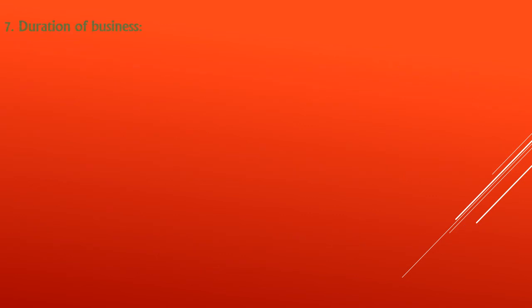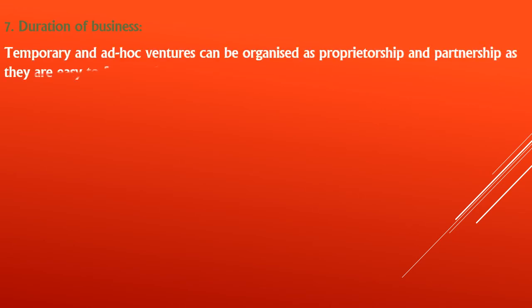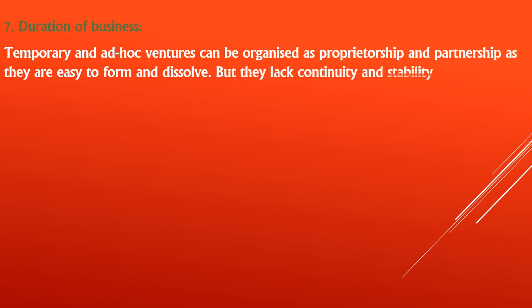Number 7, duration of business. Temporary and ad hoc ventures can be organized as proprietorship and partnership as they are easy to form and dissolve, but they lack continuity and stability. So temporary ventures for a certain time, or ad hoc, which comes from the Latin phrase meaning for this purpose or as needed. This kind of venture is organized by business organizations and governments.